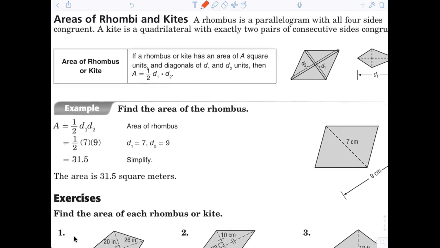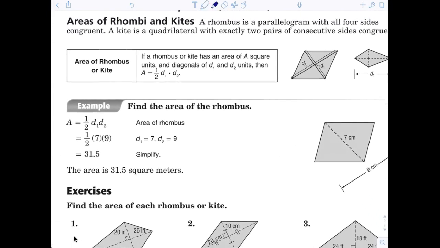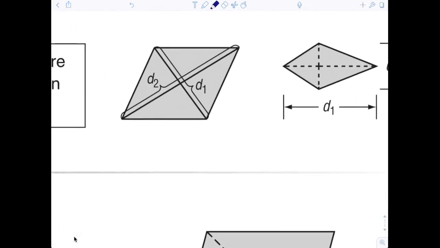Now the next thing that you have to remember. We have another formula for area of a rhombus or the area of a kite. And that's just half the product of the diagonals. Half the product of the diagonals. Now, just take a quick look for a second, so I can show you something.